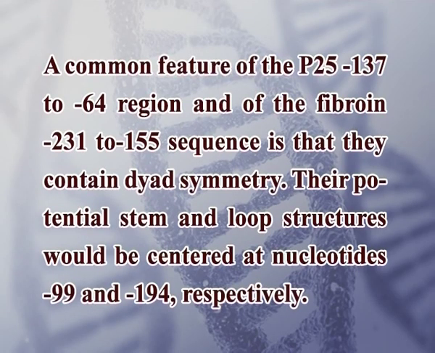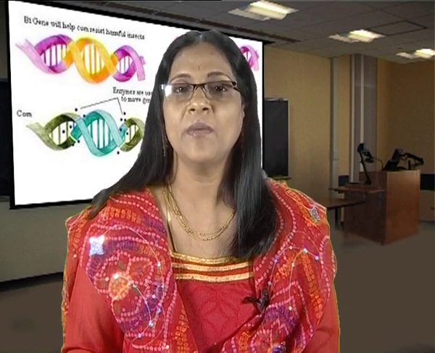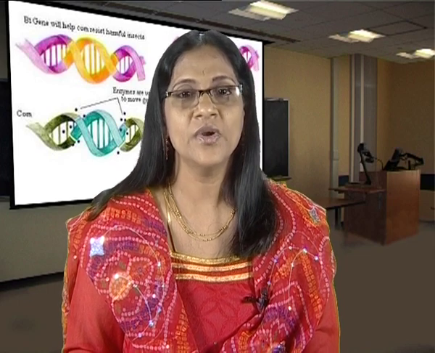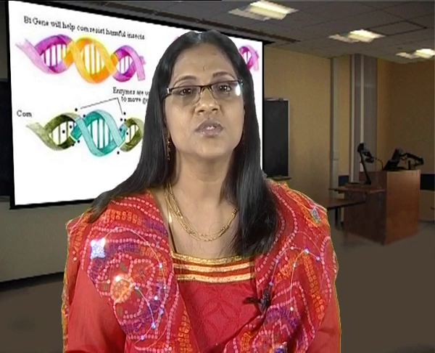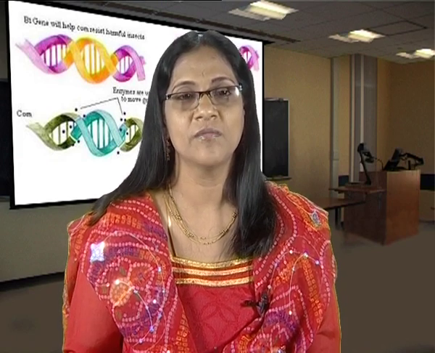A common feature of the P25 -137 to -64 region and of the fibroin -231 to -155 sequence is that they contain dyad symmetry. Their potential stem and loop structure would be centered at nucleotides -99 and -194 respectively. This stresses the possibility that the conformational characteristics of the DNA may be decisive for the functional sequence to be recognized by regulatory proteins so as to influence the efficiency of the basic promoter, the TATA box region.